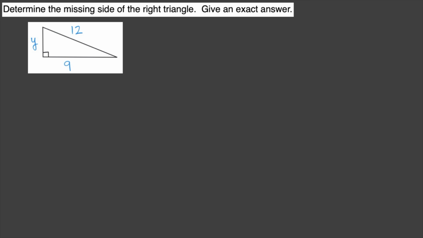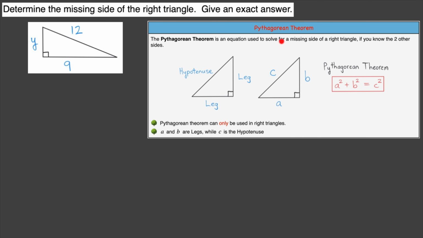This question says, determine the missing side of the right triangle. Give an exact answer. So here is our right triangle, and we are missing one of the legs. So how do we find a missing side of a right triangle when you know two of the sides? We are going to use the Pythagorean theorem.